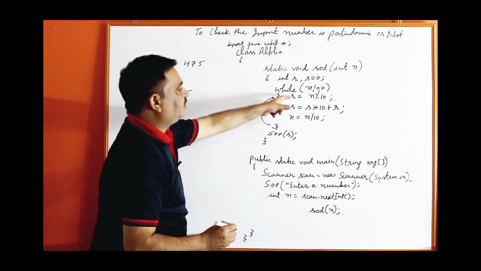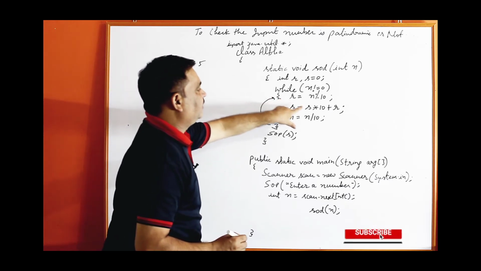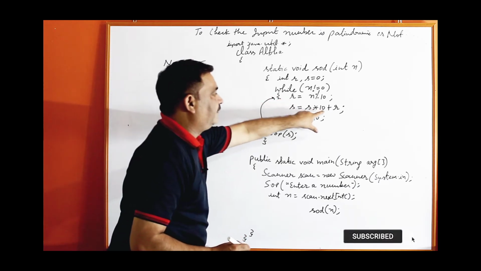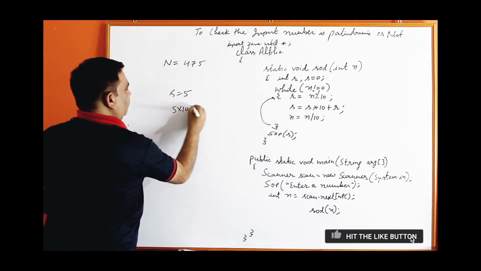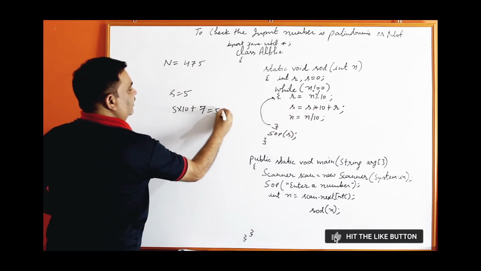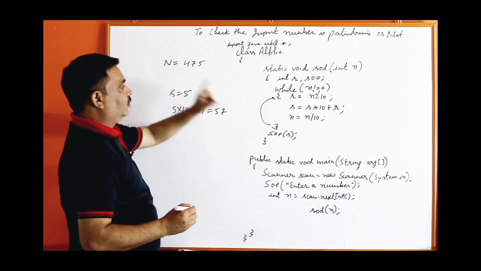And the second remainder will be 7, and s is now 5. So, 5 into 10 is 50, plus 7. That is, 5 into 10 plus the second remainder, it will be 57. Now, the third remainder is 4.